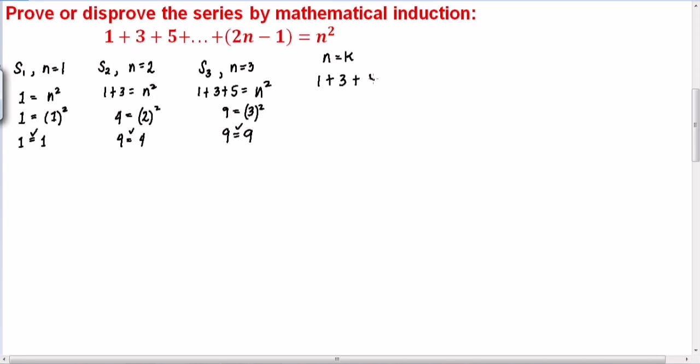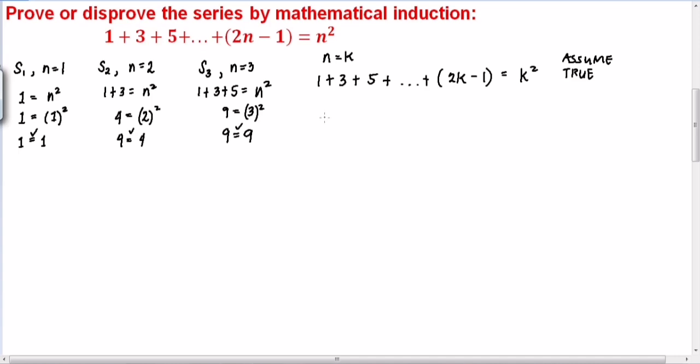So, 1 plus 3 plus 5 plus infinity up to the nth term. So, yung 2n minus 1 would be 2k minus 1. Okay? Is equal to k squared. Okay? So, this one, i-assume nyo siya na true siya. So, this substitution here of n with k, you will assume that it is true. Next one is, assume lang, guys, ha? Wala pa tayo dun sa ating final answer. So, assume true lang itong series na to.